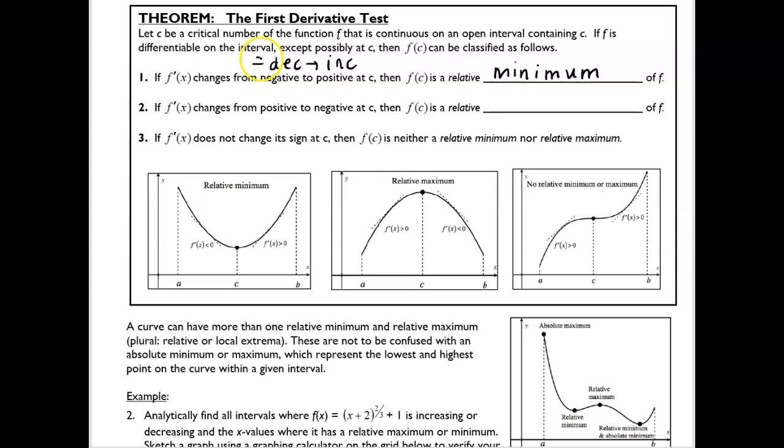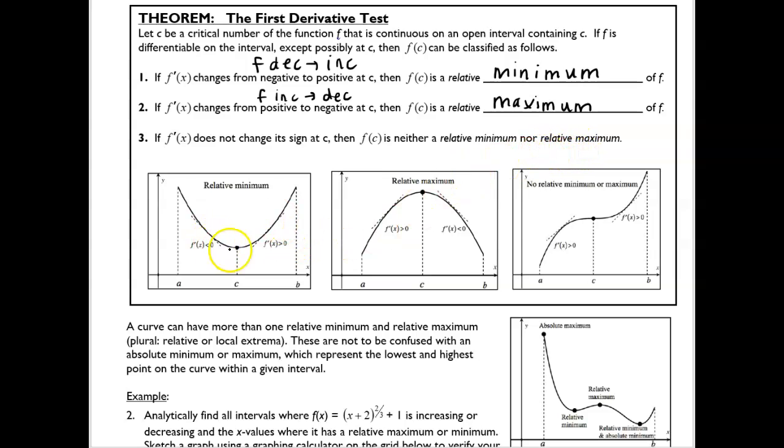If f prime changes from positive to negative at c, that means, again, f is changing from increasing to decreasing. So we're just thinking about the synonymous statement for f. Then f of c is a relative maximum of f. And if f prime does not change its sign at c, so you could have a critical value where the derivative does not change signs, then f is neither a relative minimum nor a maximum. It's just a regular horizontal tangent.